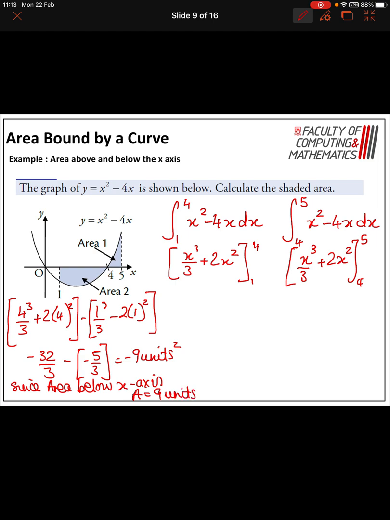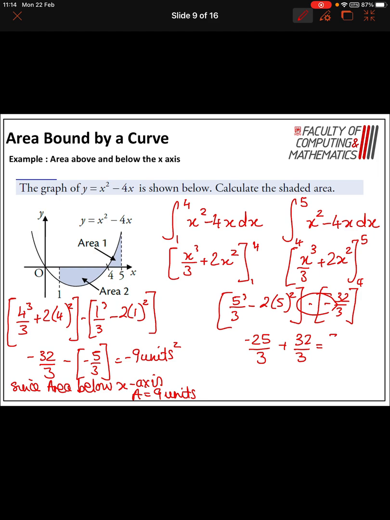Okay, so we're going to do exactly the same for this one. We're going to substitute in our 5. So we get 5 cubed over 3 minus 2 times 5 squared. Okay, and I would substitute in my 4, but I've already done it and I've got an answer of minus 32 over 3. Okay, so once I evaluate the first bracket and I chuck it into my calculator, I get minus 25 over 3. I want to add that 32, 2 negatives will give me a positive in the middle here, over 3, and I get 7 over 3 units squared.